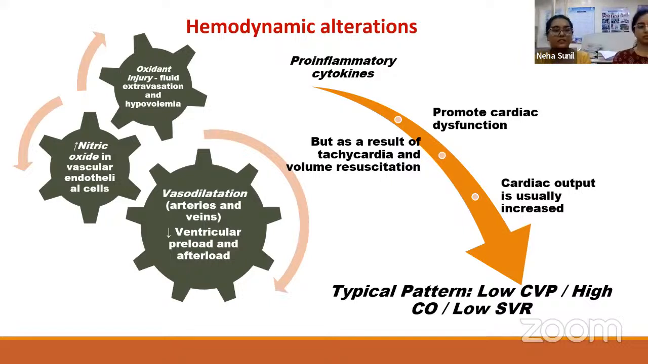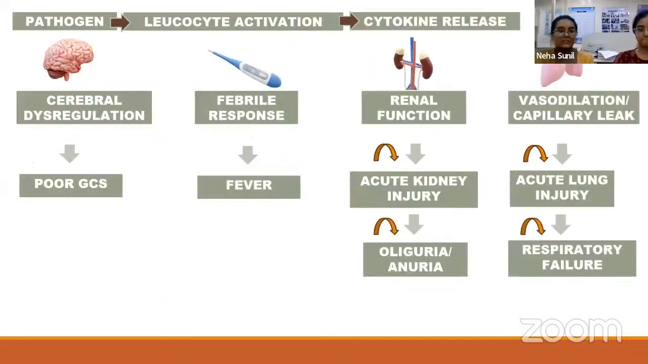Because of increased nitric oxide in vascular endothelial cells, there will be vasodilation in arteries and veins, decreasing the ventricular preload and afterload. In addition to this, there is oxidant injury, which leads to fluid extravasation and hypovolemia. Initially, the pro-inflammatory cytokines do promote cardiac dysfunction, but as a result of tachycardia and volume resuscitation, cardiac output is still maintained. So you'll see a typical pattern of low CVP, high cardiac output, and low systemic vascular resistance.